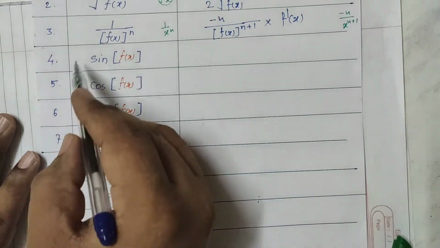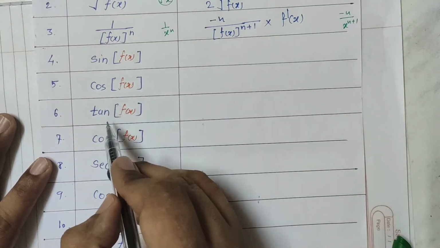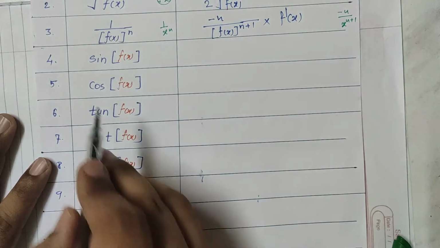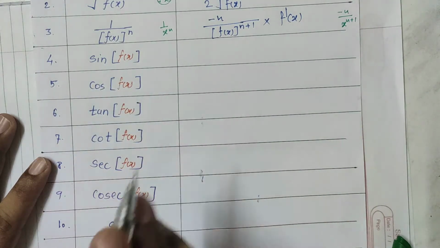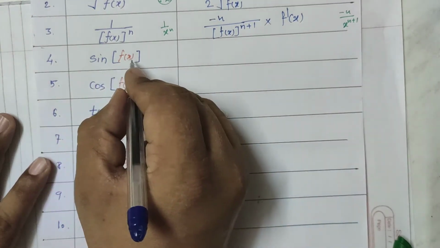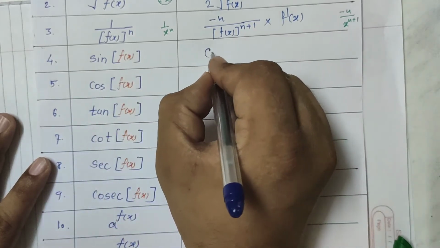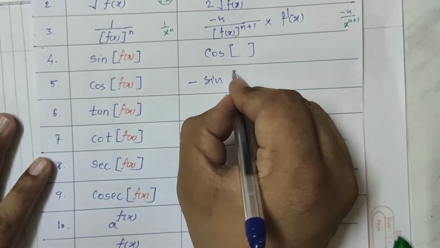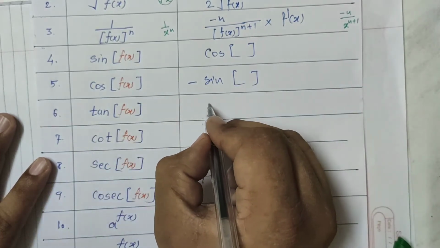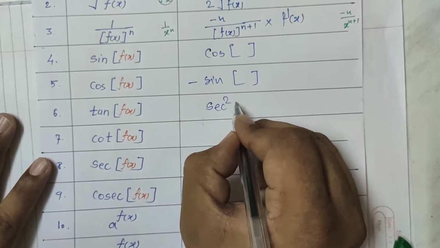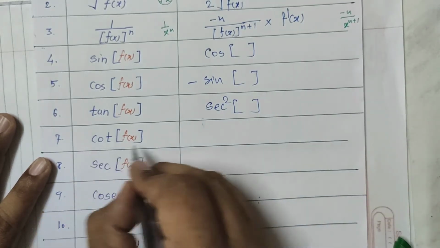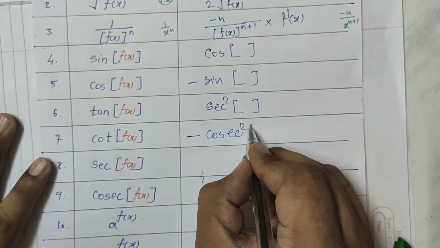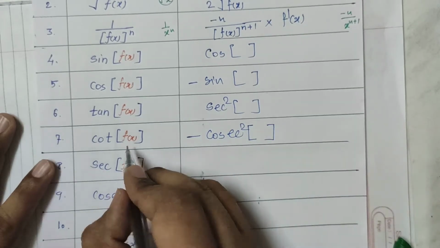Then the next six functions: sine, cos, tan, cot, sec, cosec. We already know their derivatives very well. First we write only the plain derivative. What is the derivative of sine x? It is cos. What is the derivative of cos? Minus sine. The derivative of tan is sec square. And the derivative of cot x is minus cosec square x, but here it is not x.